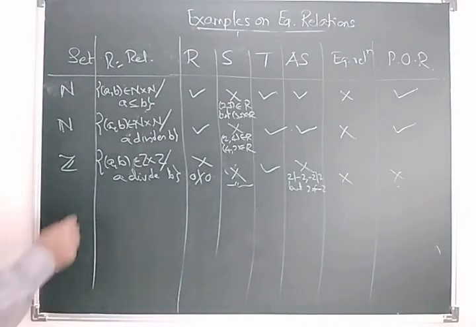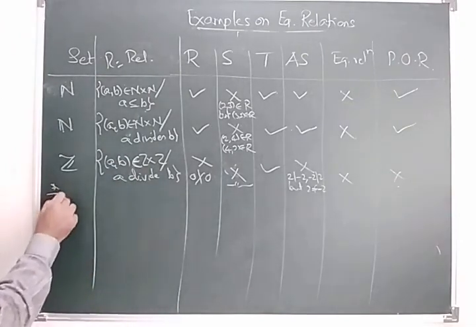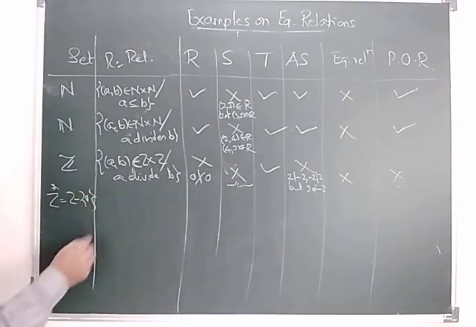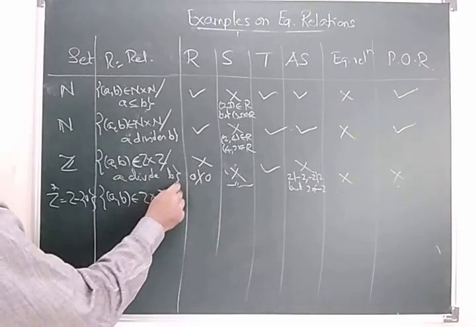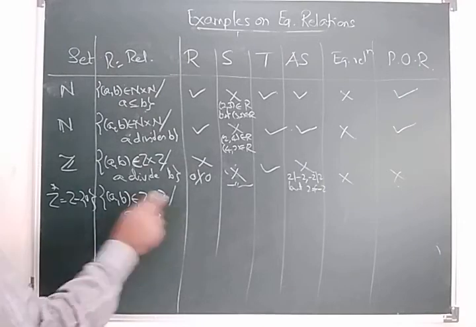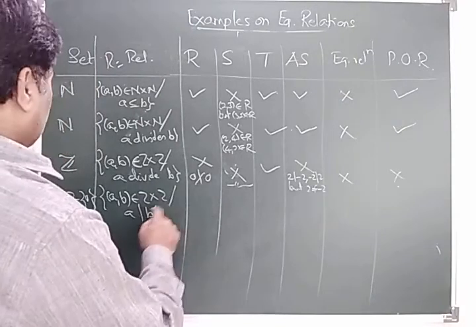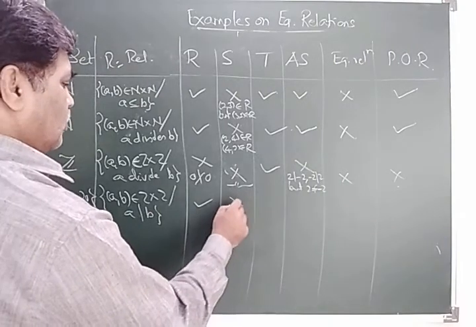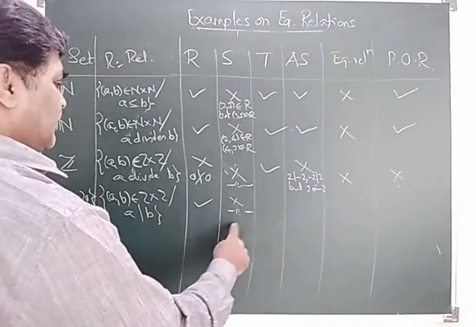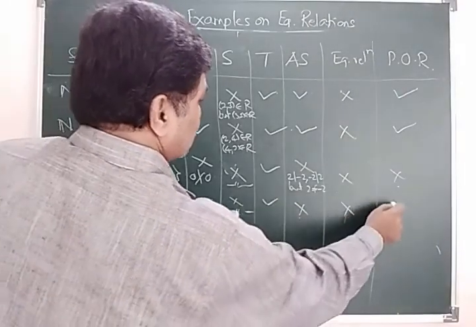If I take now Z star equal to Z minus 0, then (a, b) belongs to Z cross Z such that a divides b. Then it is reflexive, since 0 is not there. Symmetric, no, same reasoning again. Antisymmetric, no. Transitive, yes. Not an equivalence relation.